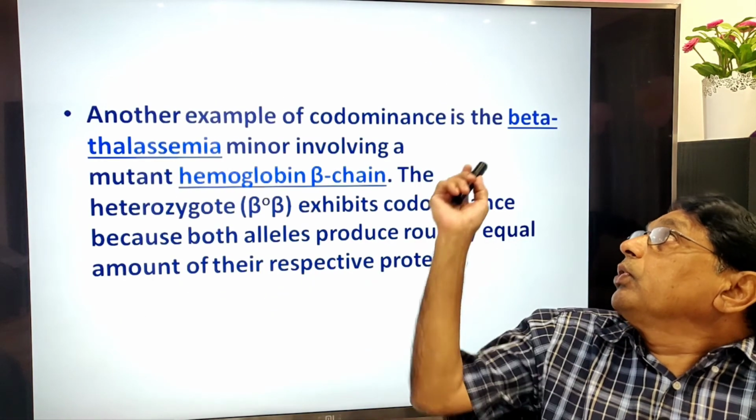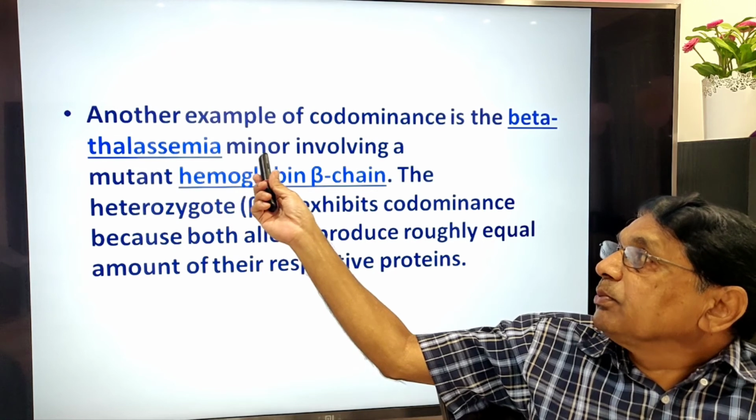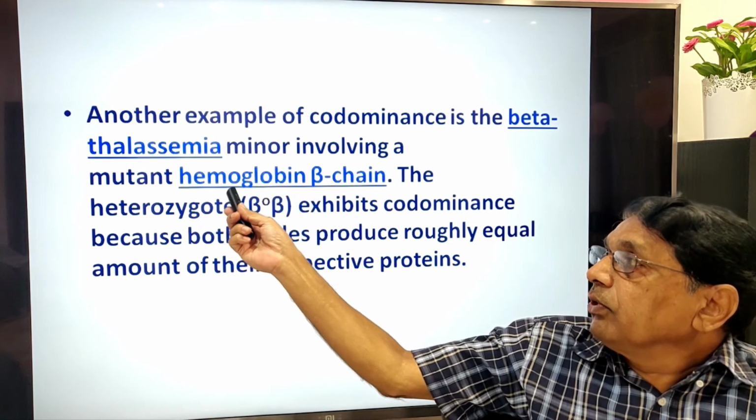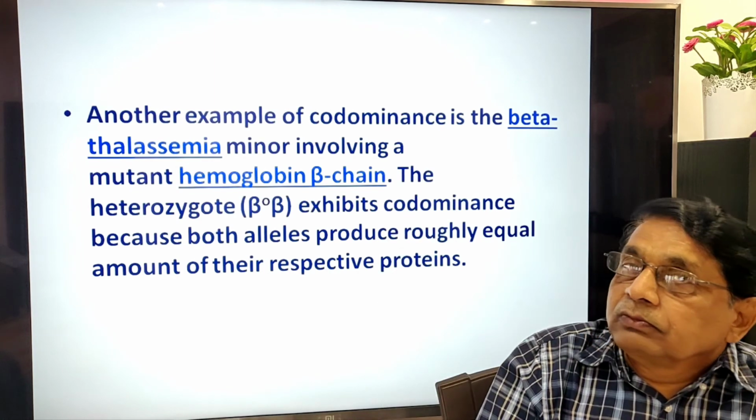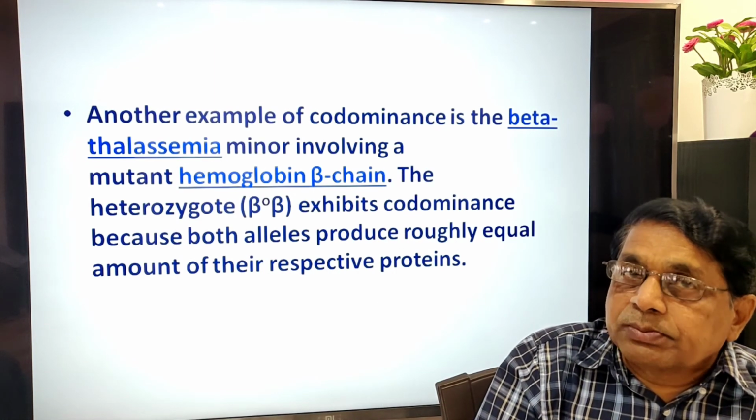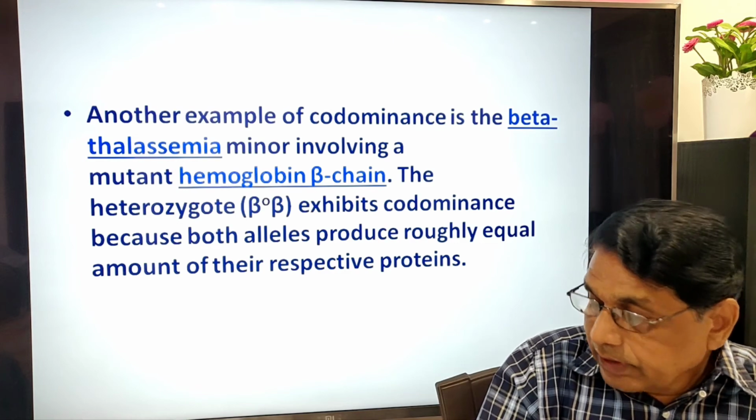Another example of codominance is beta thalassemia minor, involving a mutant of hemoglobin beta chain. So this is another aspect. Let us not consider this at this stage.